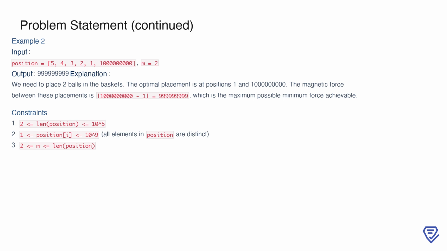Therefore, the output is 999999999. Notice how the constraints of the problem, such as the large range of the position array, require careful consideration to ensure the solution remains efficient while achieving the desired result.